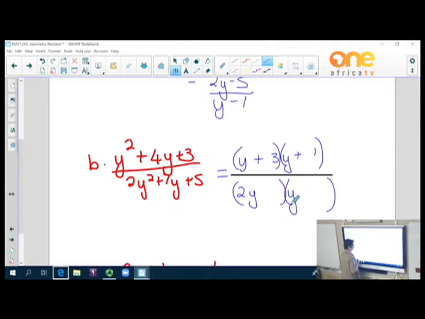And 5 and 1 will be the others. There's a 7y in the middle. So that one is then 5, and there's 1. Signs are equal. Both will be positive. 5y plus 2y gives me the 7y. Now I can cancel. So that's going to cancel, and your answer is y plus 3 over 2y plus 5.